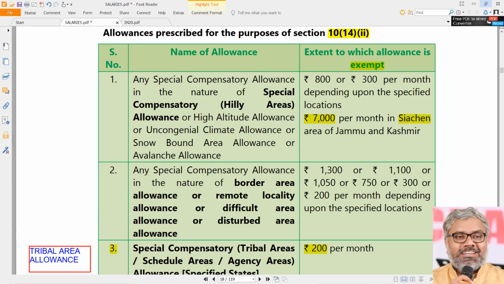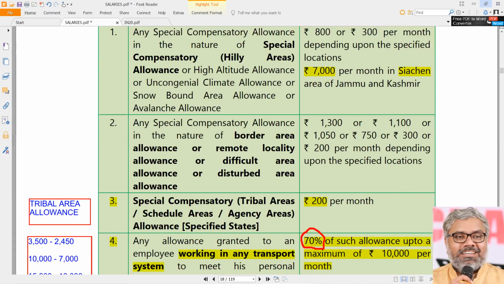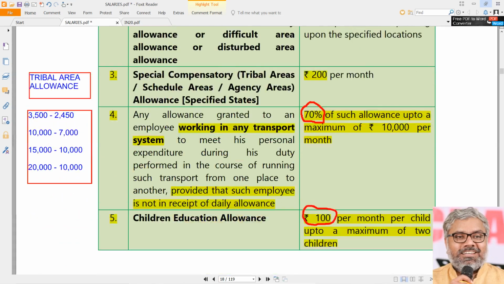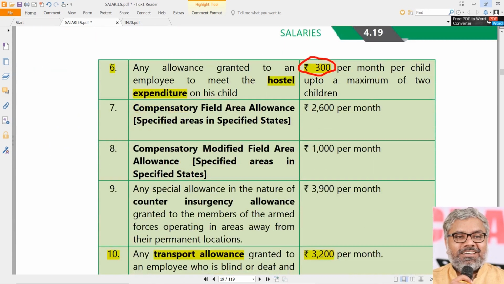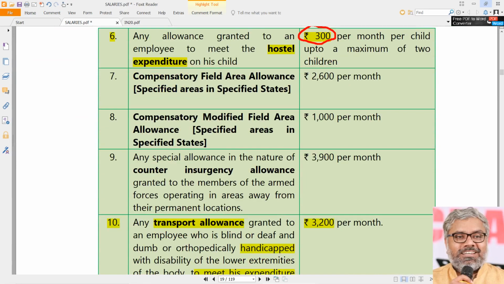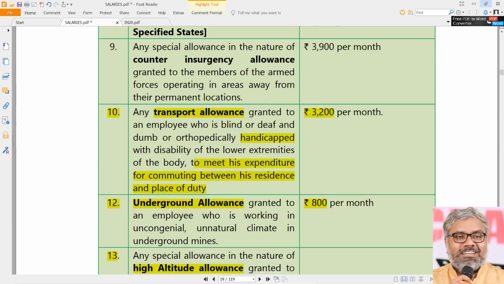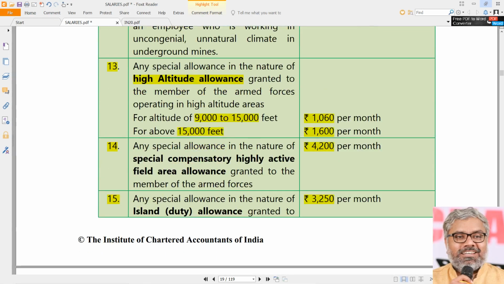So, the word Siachen: if it is there, then there is an exemption of 7,000 rupees per month, a special compensatory allowance. Others, 800, 300, you cannot remember; that depends upon the locations, and you cannot remember those locations. Just one location, Siachen, 7,000 per month. Again, you cannot remember the second point, so don't even think about it. Other things, if you want: compensatory field area, compensatory modified field area, counterinsurgency. Those are all up to your capacity. You can remember them if you want.